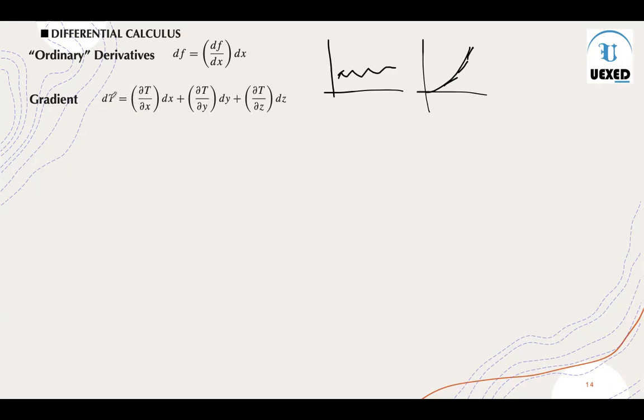So if you have some function T which depends on x, y, z, so this function T is a function of x comma y comma z. Okay, so this is a directional quantity, or you can say this is defined in 3 dimensions. Okay, so something like that.